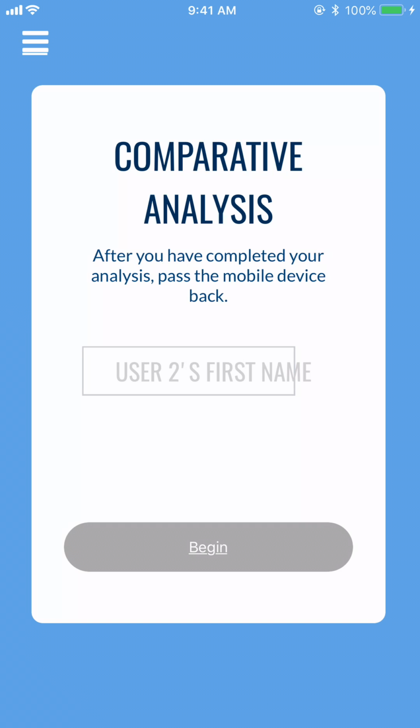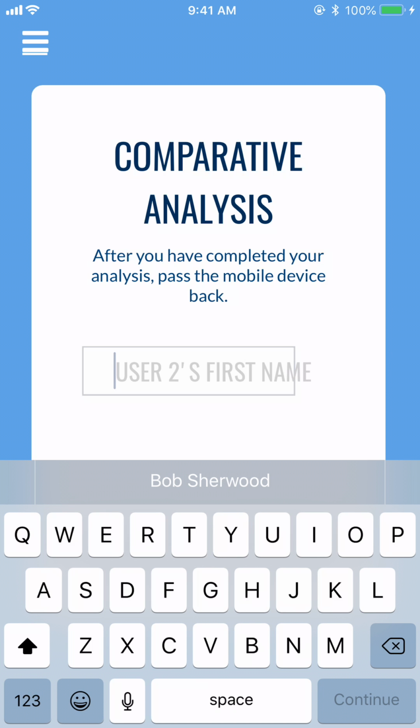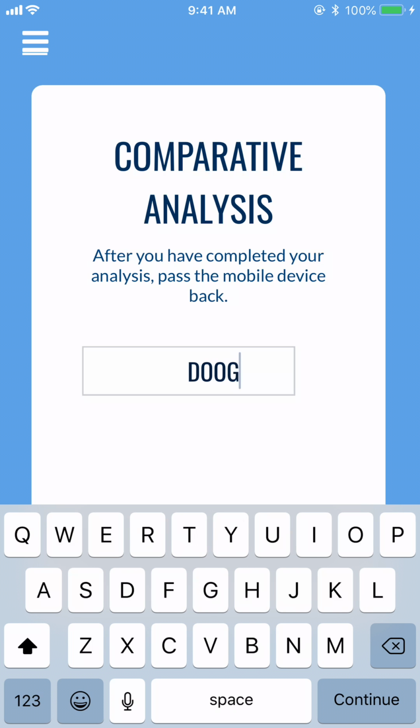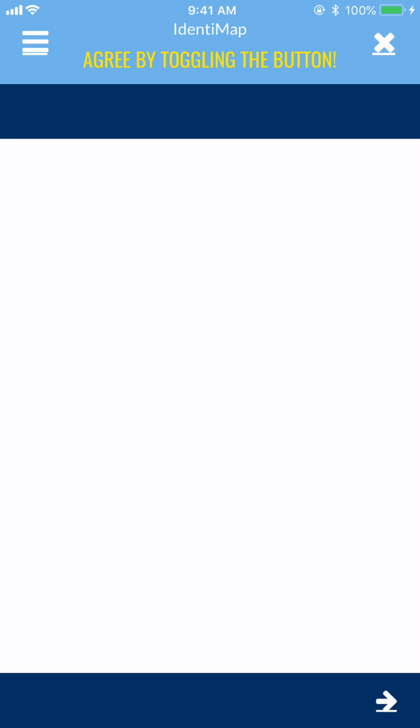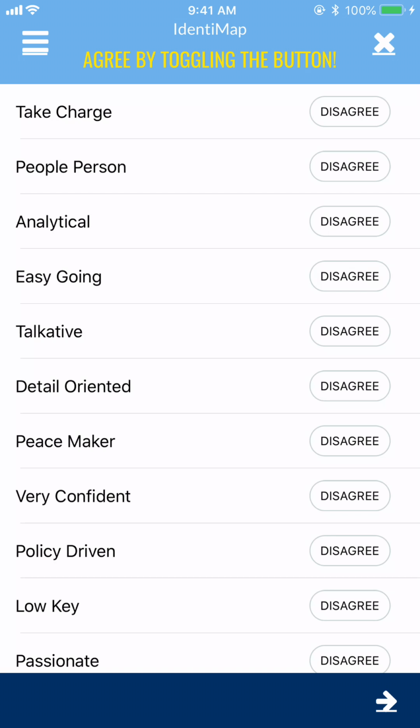Now this is the comparative analysis. Now my marketing person I'm interviewing, I'm going to say their name is D-O-O-G, Doog. Okay? So they're going to be the person that I'm going to interview. I press continue, and guess what? Now I pass the phone to them, and I ask them to describe themselves. So now I'll be the marketing person describing himself.